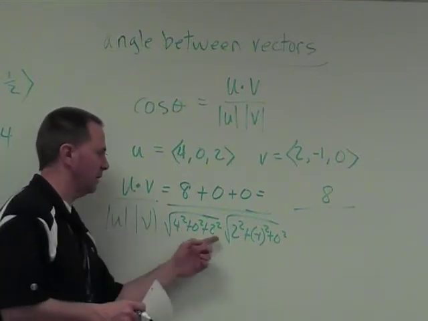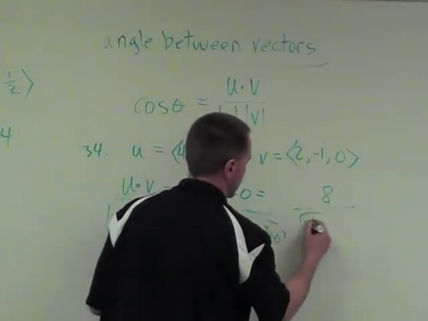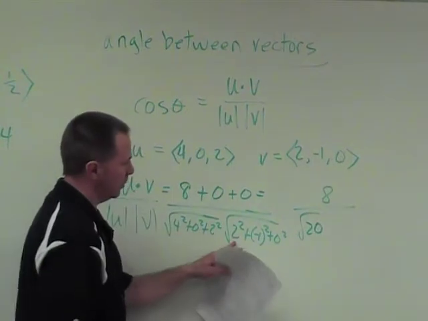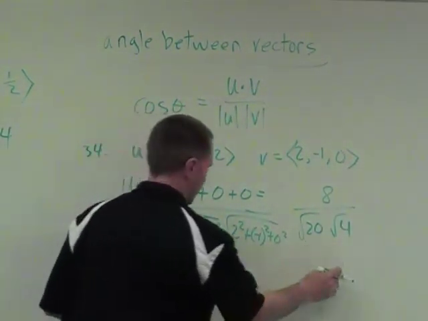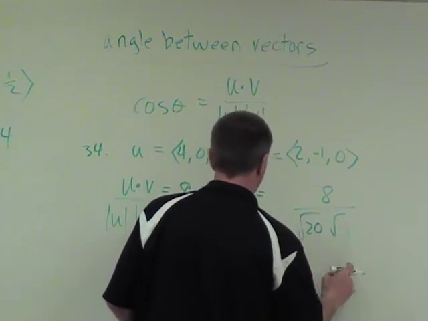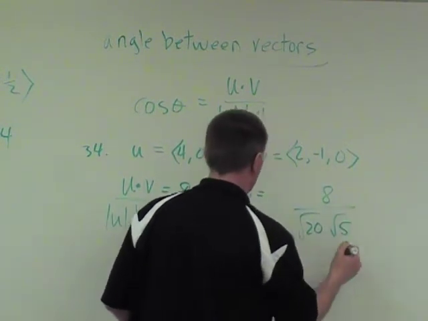So this is 16 and 4, that's 20. So that's the square root of 20 for u. 2 squared is 4, right? Oh, sorry. Negative 1 squared is 1, so this is going to be the radical 5.